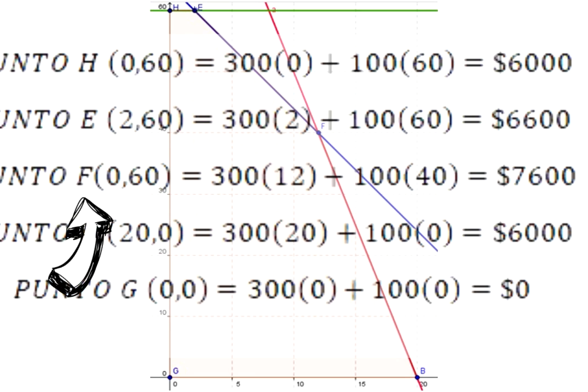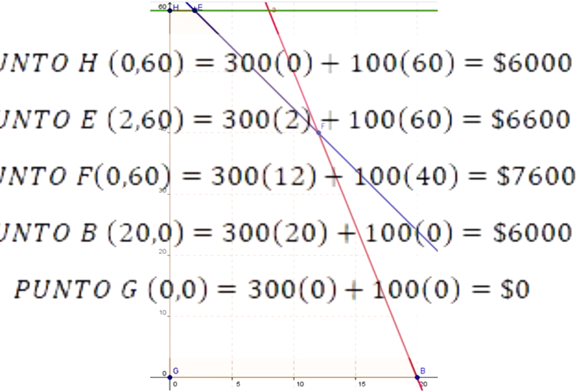At point F, we have the coordinates (12, 40), where 12 is the value of x1 and 40 is the value of x2. When substituting this in the objective function, we have 300 by 12 plus 100 by 40, and the result will be 7600.